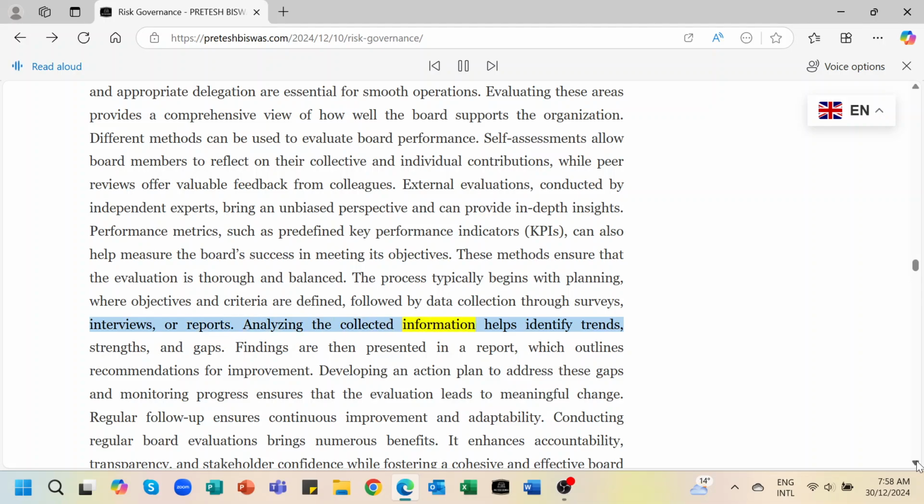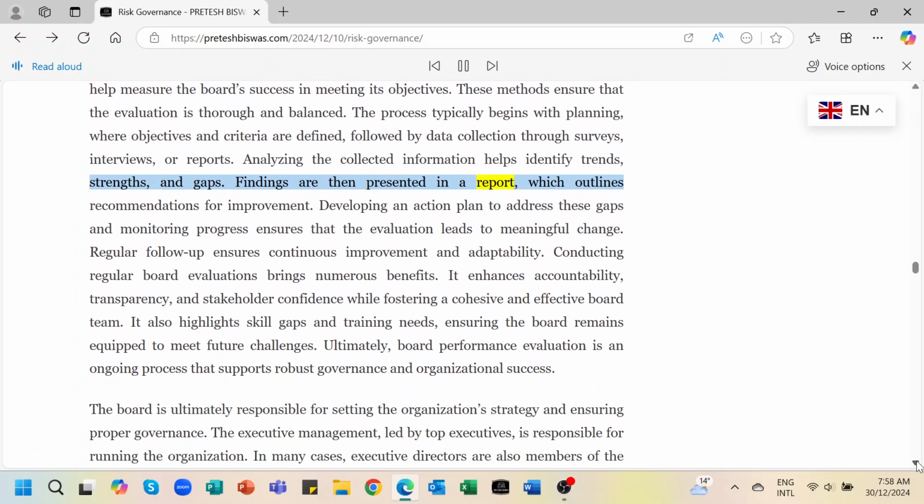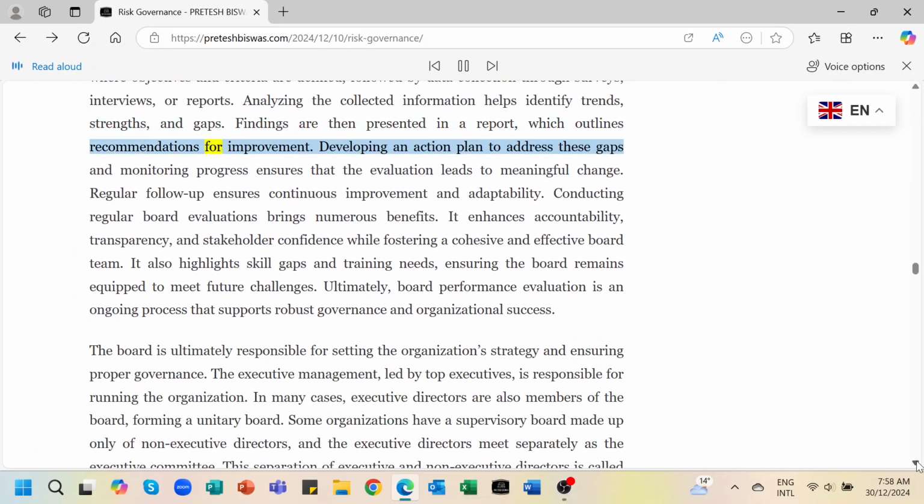Analyzing the collected information helps identify trends, strengths, and gaps. Findings are then presented in a report, which outlines recommendations for improvement. Developing an action plan to address these gaps and monitoring progress ensures that the evaluation leads to meaningful change. Regular follow-up ensures continuous improvement and adaptability.